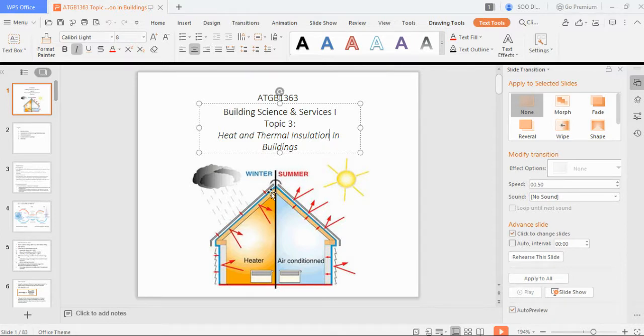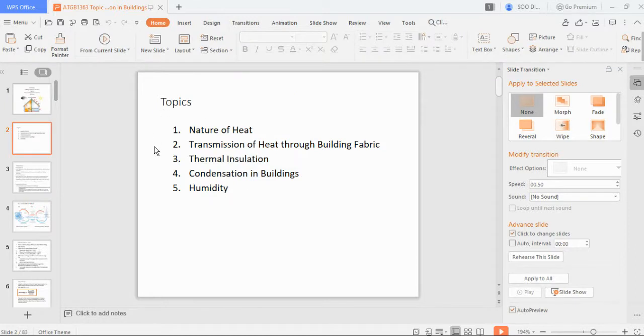So heat is a form of energy. In this topic, you will be covering four subtopics. First is the nature of heat. Second is the transmission of heat through the building fabric. Third is the thermal insulation. And lastly, you have the condensation in building and humidity.